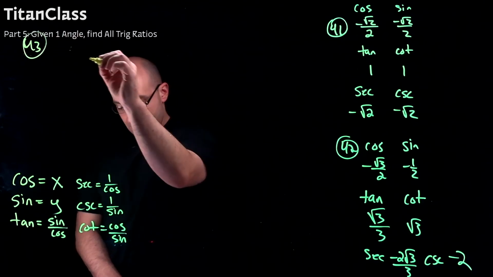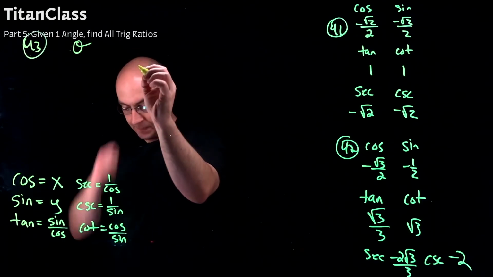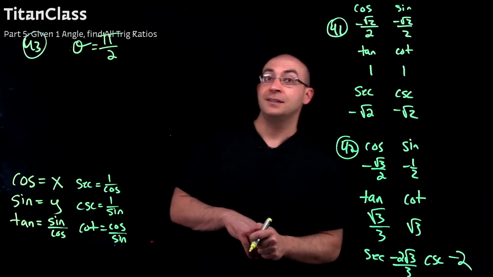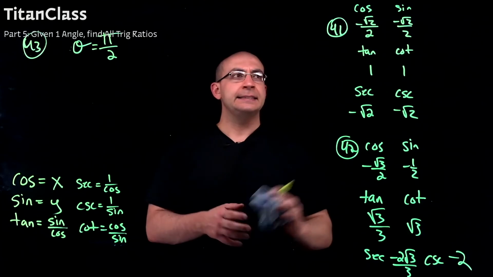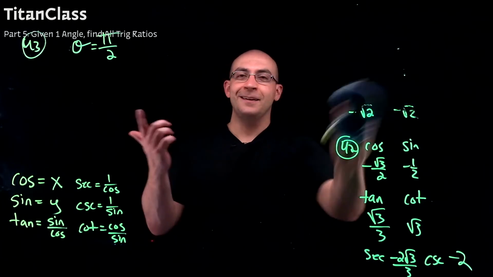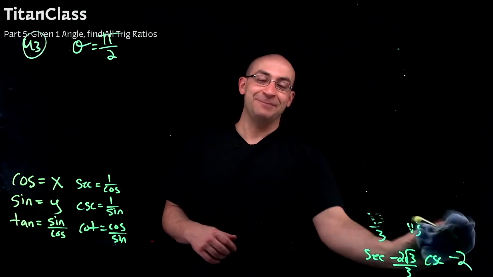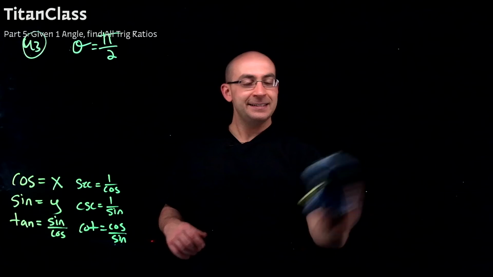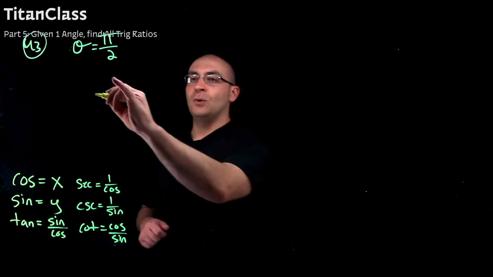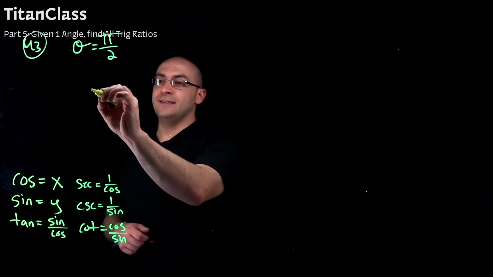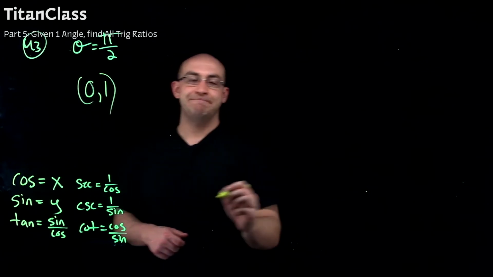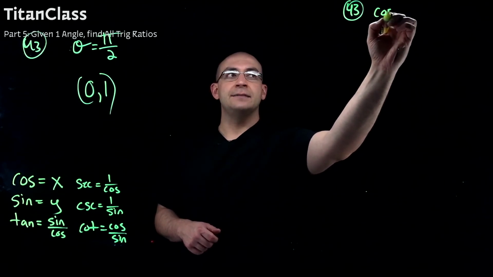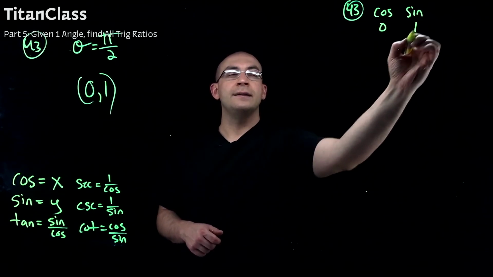43. Given that theta is pi over 2. Oh, that's a good one. All right. Let's erase this. Why am I so happy about this one? Well, because pi over 2 is a really interesting value, because we have a 0 involved. It's going to change the game a little bit. The ordered pair at pi over 2, or 90 degrees, is 0, 1. So let's find out what we've got. 43: cosine, 0. Sine, 1.